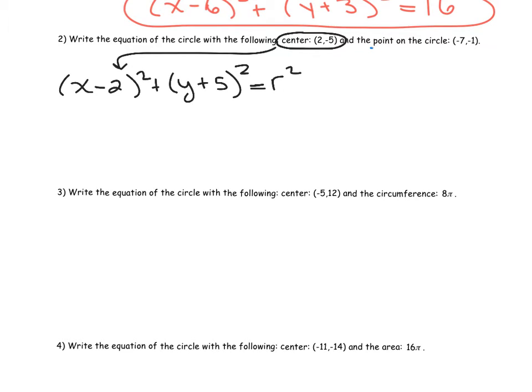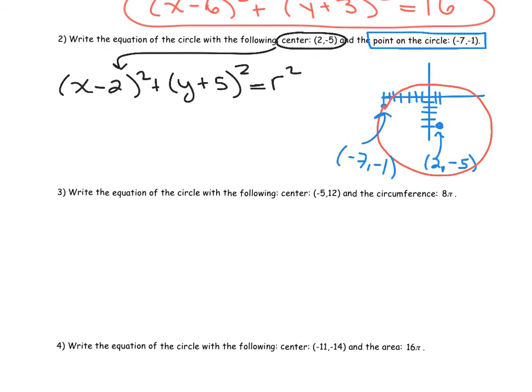Now, we have the point on the circle. If I know a point on the circle, I'm just going to make a little rough sketch here. So I roughly drew out a circle centered at (2, -5), and the point on the circle is at (-7, -1). If I'm at the center of the circle and I extend all the way to the point on the circle, this is our radius, guys. So we need to do a little bit of distance formula here to get that radius length.